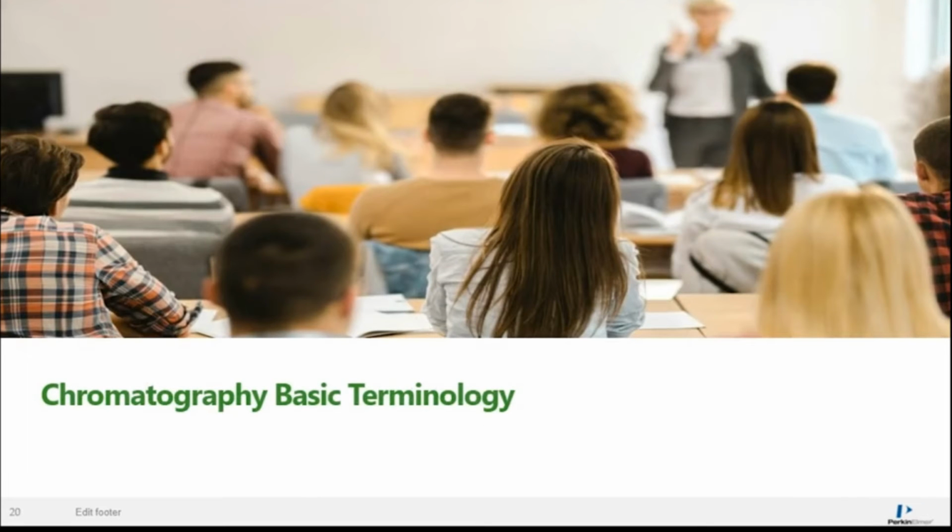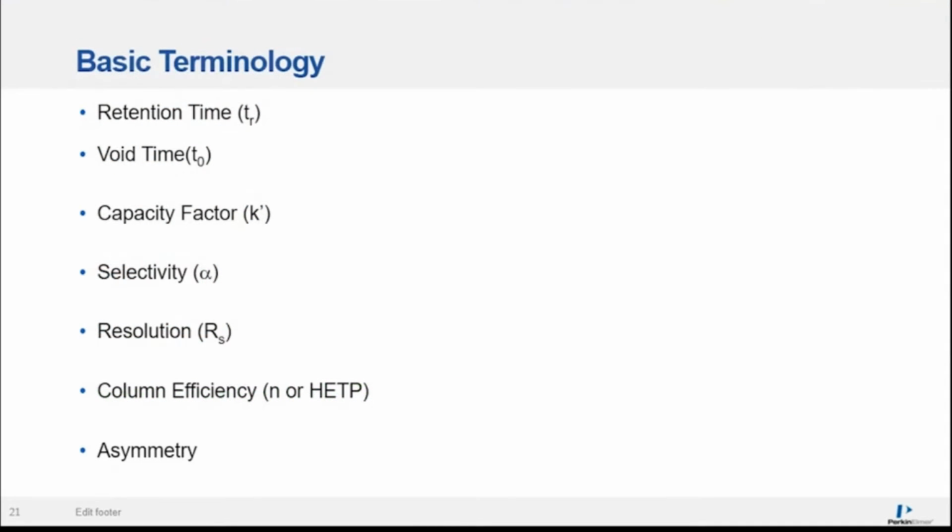So having given you a little bit of the theory, let's turn our attention now to the basic terminology of chromatography. And essentially, there are 7 terms we will talk about: retention time, void time, capacity factor, selectivity, resolution, column efficiency, and asymmetry. These 7 terms help us, and understanding them help us to do method development. But beyond method development, they also become very important in the routine analytical lab, because we will define limits for many of these, and we will run what is known as system suitability. So let's take a closer look and talk about what each of these are.